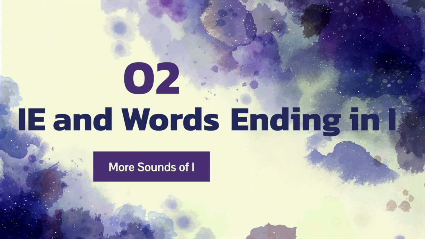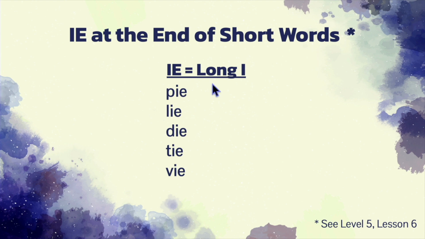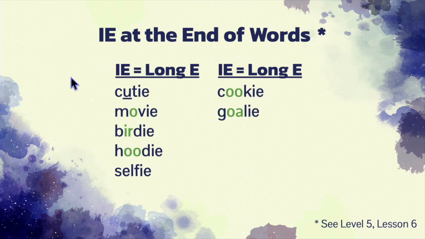We're going to learn about the sounds of IE and some words ending in the letter I. IE at the end of very short words has a long I sound. You could see level 5, lesson 6 for more info. Right here we have pie, lie, die, tie, and vie. At the end of longer words, it has a long E sound. Like in cutie, with the U having a long U sound, this O is going to have the sound of oo, movie. Here is birdie, hoodie, selfie, cookie, OA says O, so goalie. Again, you could see level 5, lesson 6 for more practice with this.